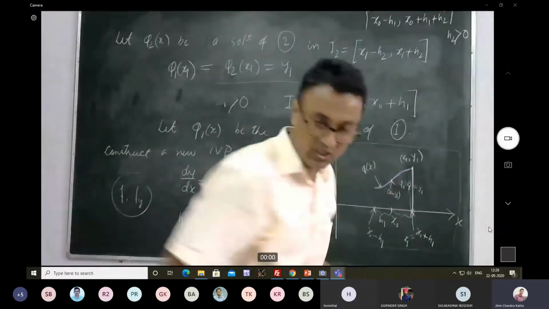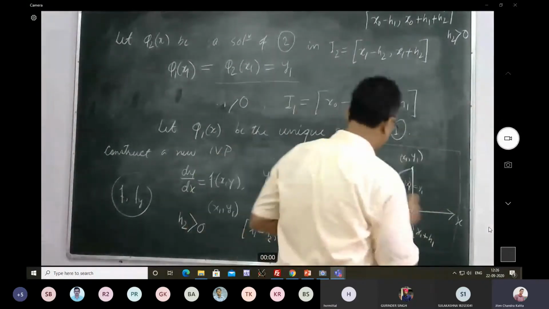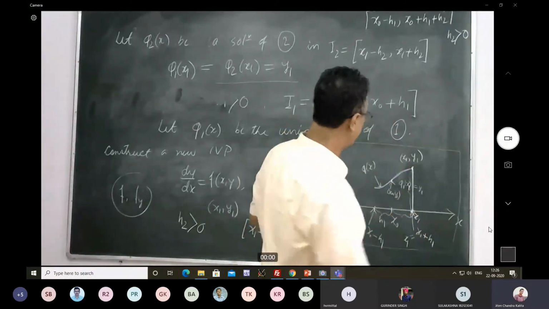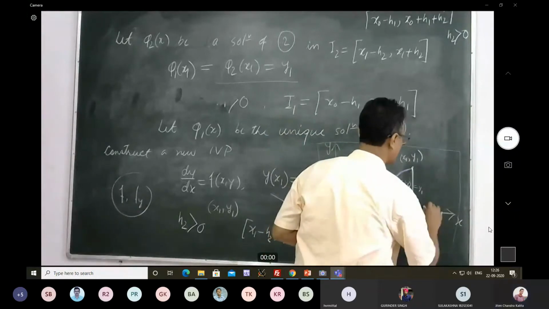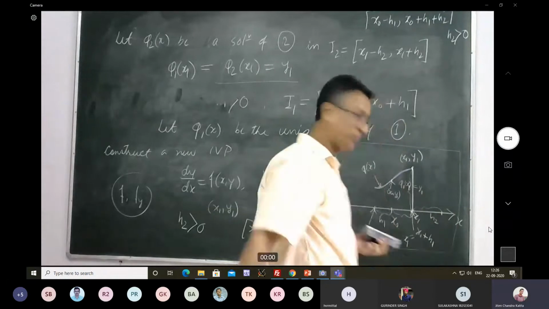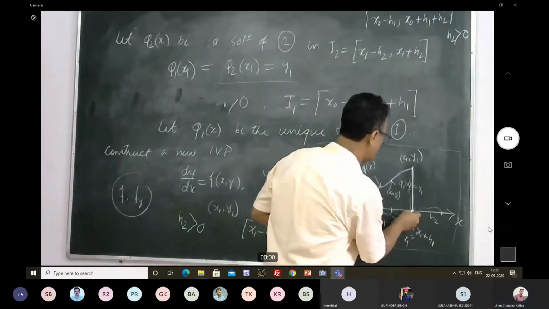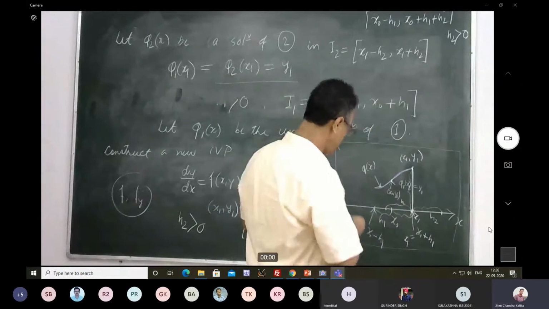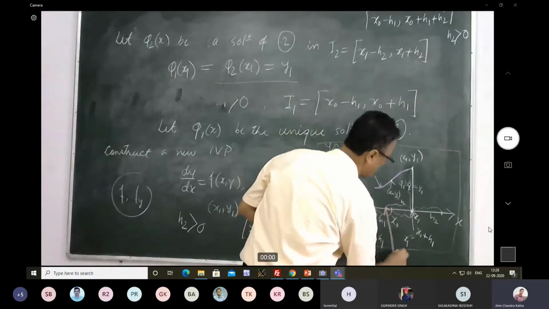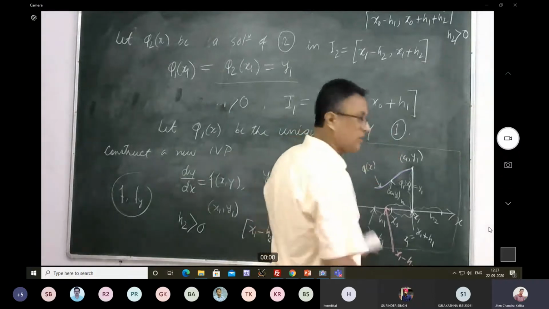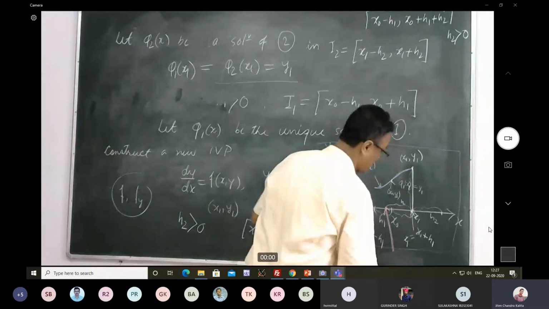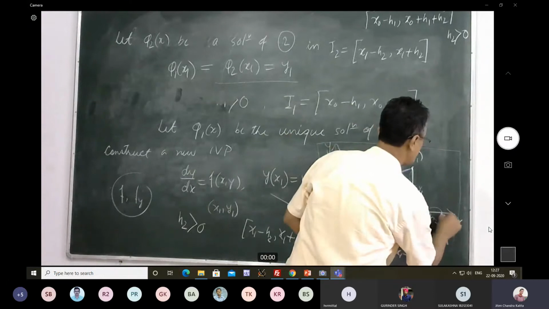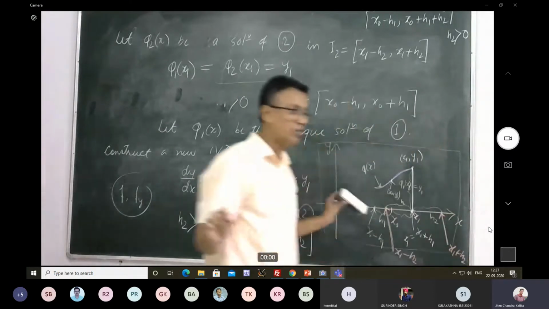Now let us try to construct this phi2 x. This one was my x1. Then I may take this as my h2. Then what is going to happen? If this is h2, then this point is going to be x1 minus h2. This is x1 minus h2, right? And this point is x1 plus h2. So far so good, right?